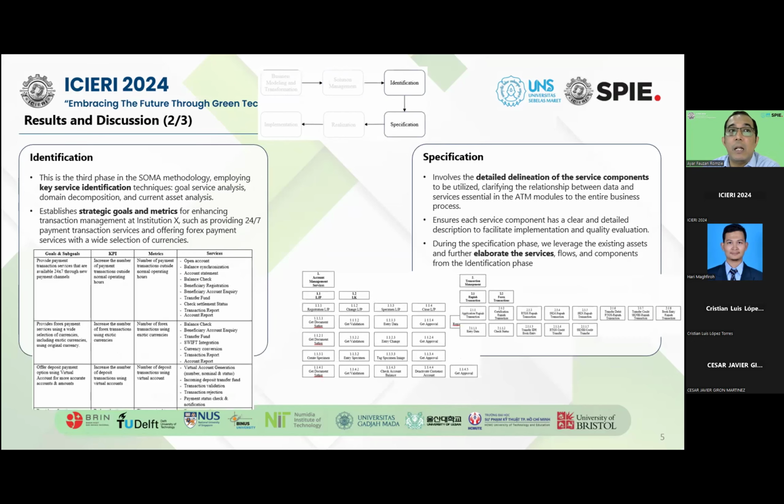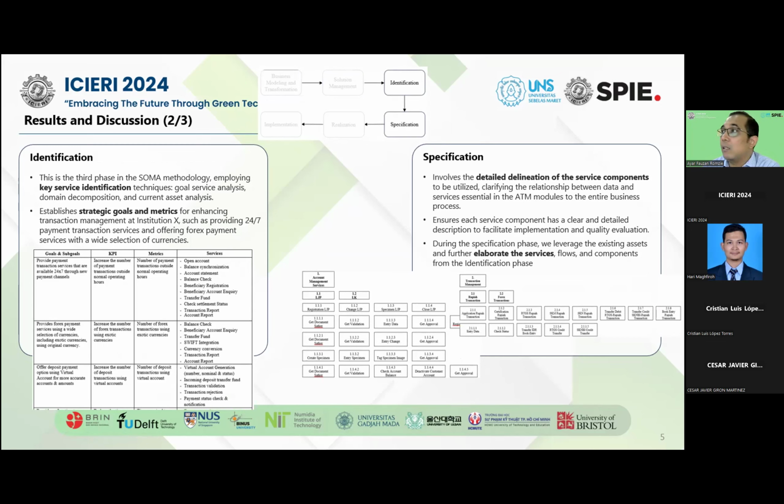Moving on to the next slide, the key service identification techniques are used to define the strategic goals and metrics, such as offering 24/7 payment services and broad currency options for foreign exchange transactions. This would help tailor services to meet customer needs effectively in Institution X.